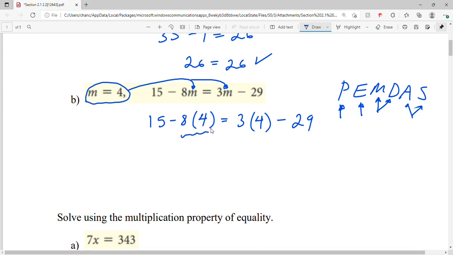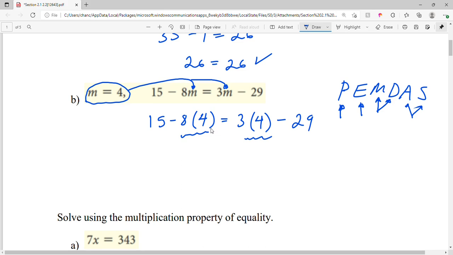8 times 4 and 3 times 4, these are not considered parentheses. When we say parentheses, we want to do the operation inside the parentheses. But since 4 is just a number, we're not adding or subtracting anything inside the parentheses. It's actually considered a multiplication. So this is actually a multiplying operation. It's not considered a parentheses when we're considering order of operations.